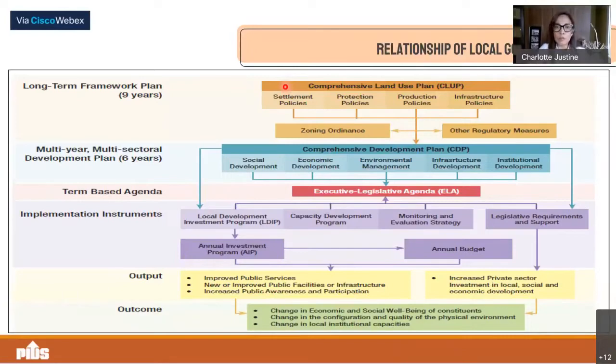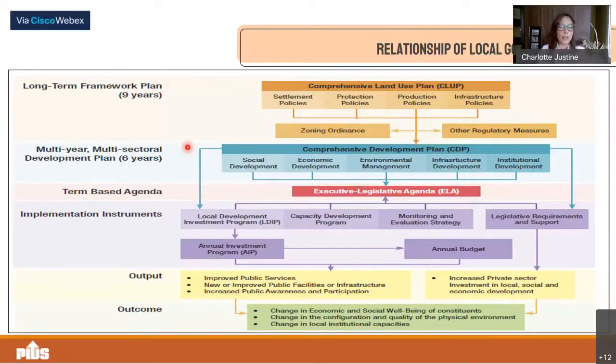Now, when we go to the results for the comprehensive development plan, only about 89.1% of all of the municipalities said that they had a CDP. But when we looked at the figures more closely, and in this case, it should be valid for 6 years, we looked at plus or minus 2018. If the dates of the CDP fell within that range, it would be considered current. Only about 40.4% of those who said yes, that they do have a CDP, were in fact current.